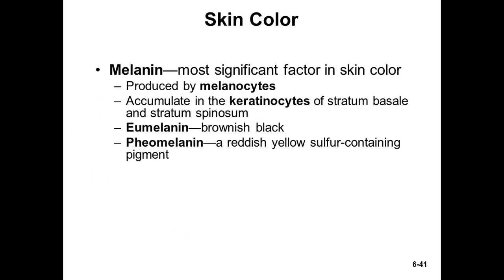Skin color: melanin is the most significant factor in skin color, produced by your melanocytes. Your melanocytes are responsible for, as I stated earlier, manufacturing melanin. The pigment is actually going to be transferred over to your keratinocytes, and it gives the color to your keratinocytes. In dark-skinned people, we have what you call the melanosomes, which are little vesicles that actually carry or house the melanin. They're a little bit larger as opposed to someone that has fair skin.